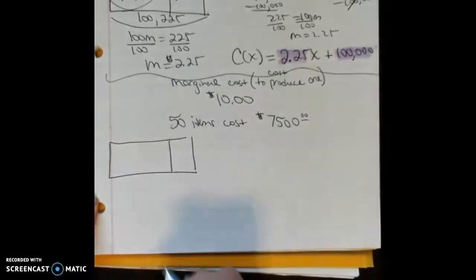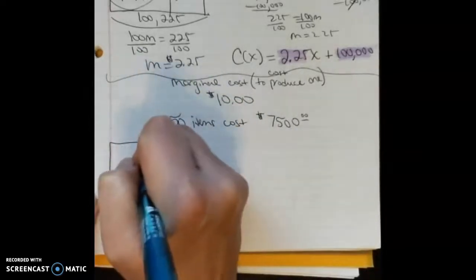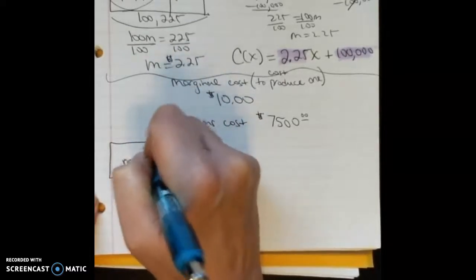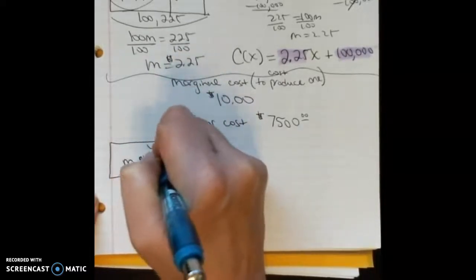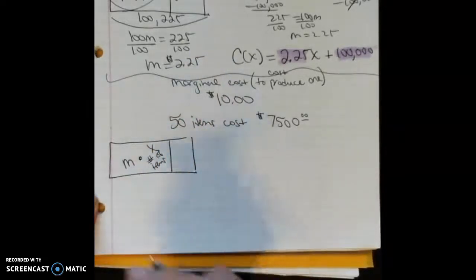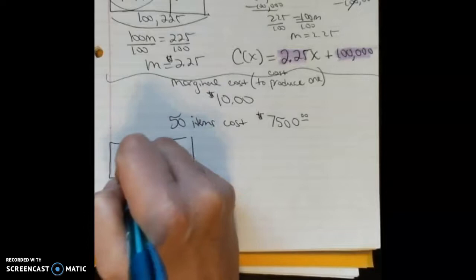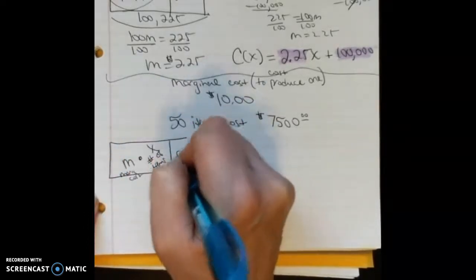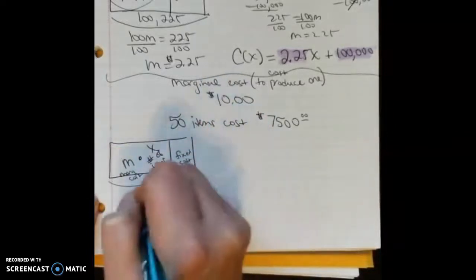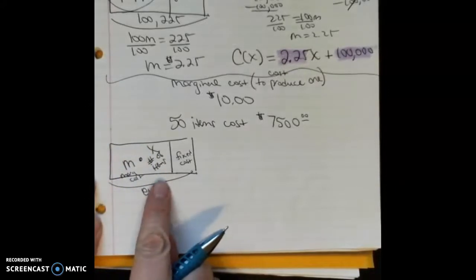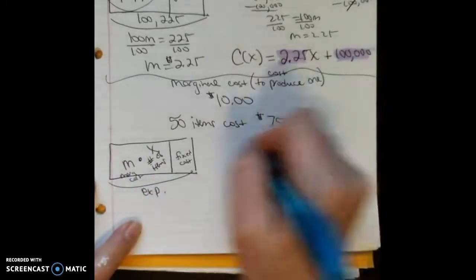All right, so I know that I have my marginal cost times X, which is my number of items, right? Which makes sense. If you have 100 items that cost $5 each, that'd be $500. So this is your marginal cost. And then you have your fixed cost. And together, all of this is your total expenses, okay? So I'm just going to fill in this chart and let it help me figure out what's going on here.